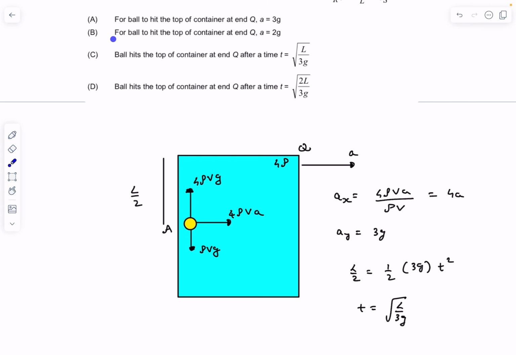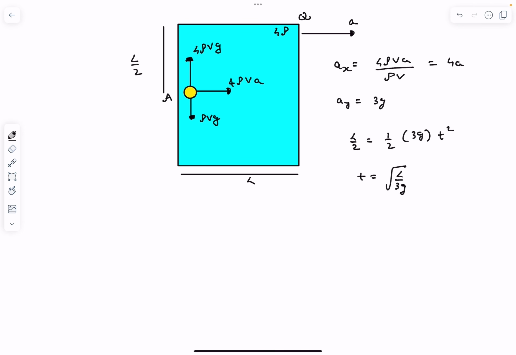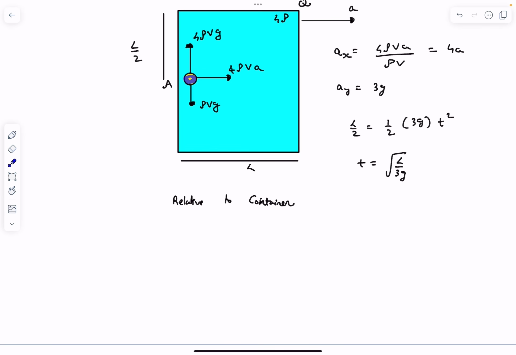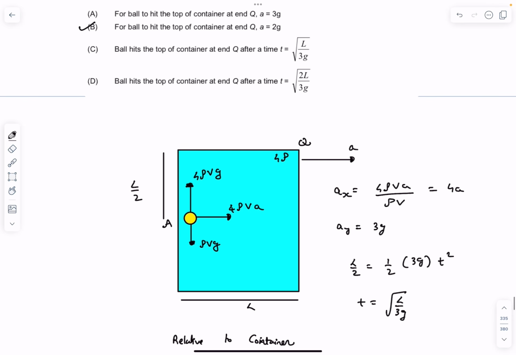And the other question was, for the ball to hit the top of the container at the end Q, what is the value of a? And this problem we have to do relative to the container, right? The ground frame acceleration of the ball is 4a, meaning relative to the container it will be 4a minus a, which is going to be 3a. So now we can use Sx equals half ax t squared, and relative to the container the ball has to cover a distance of L to reach point Q. Sx is going to be L, and this is equal to half ax times t squared, and t is square root of L by 3g. From here we can see that the acceleration a has to be equal to 2g. The answer to this question is option B and option.